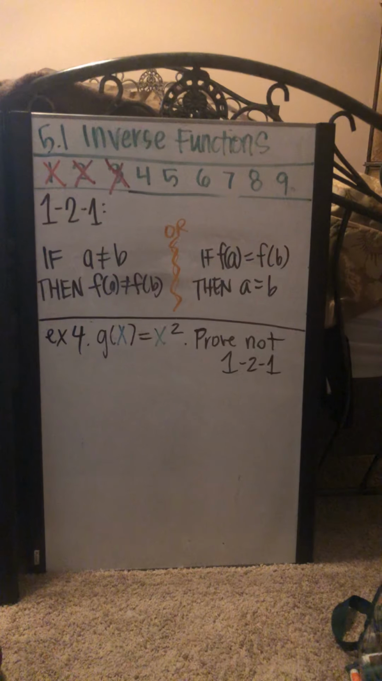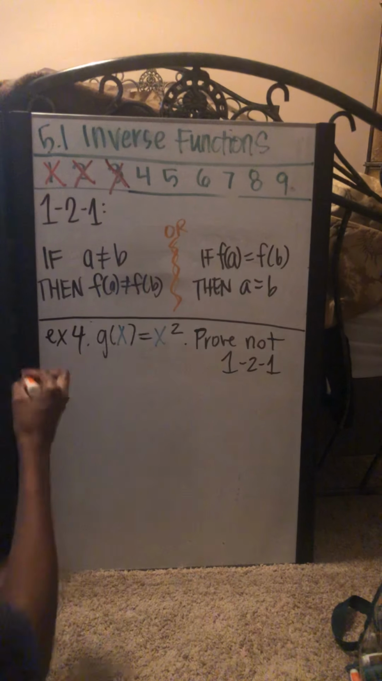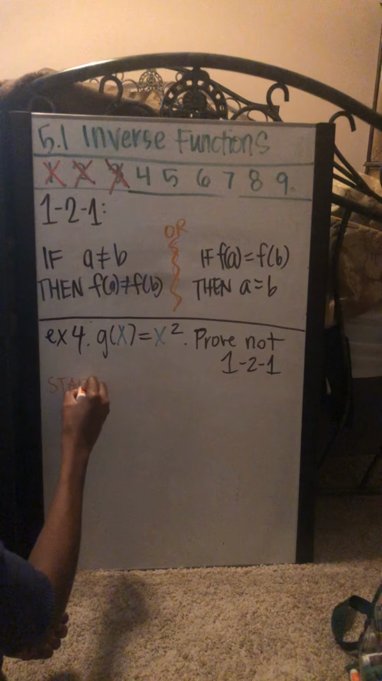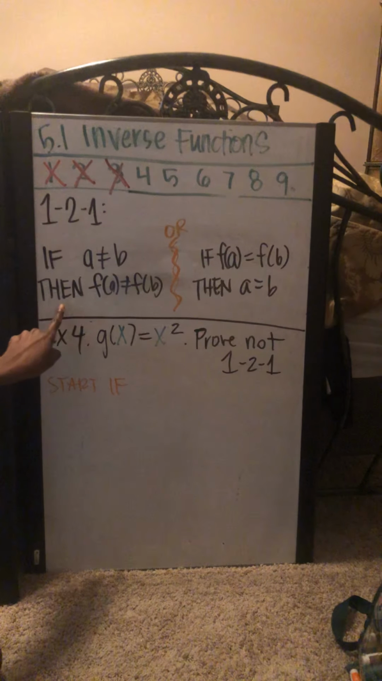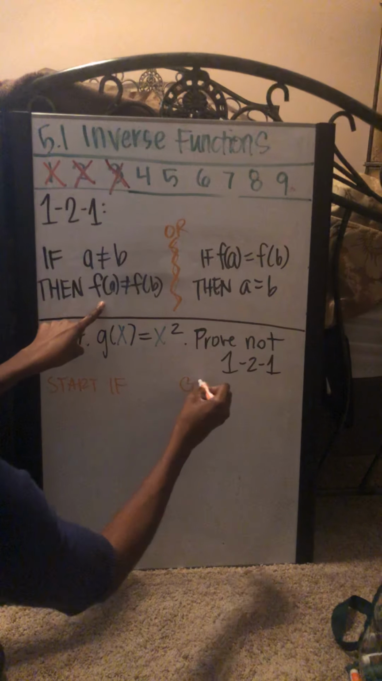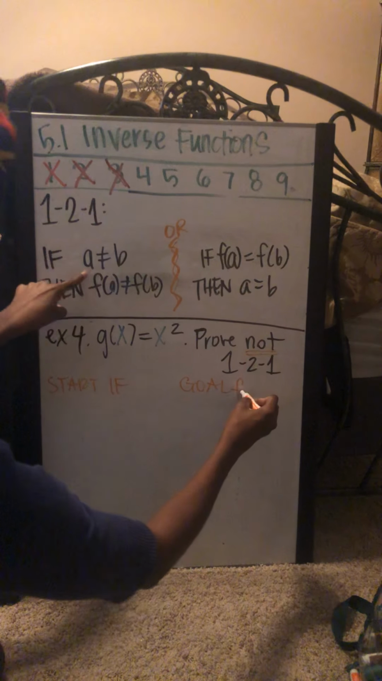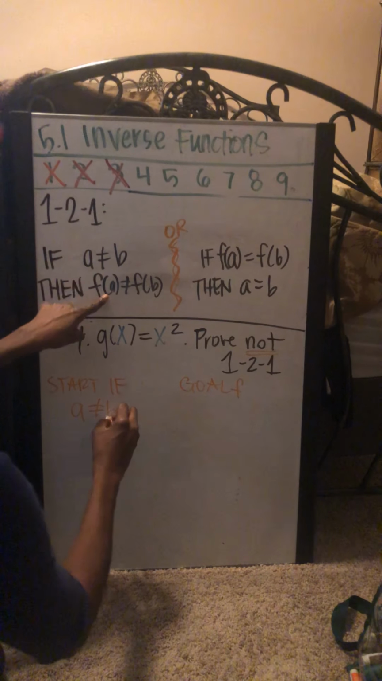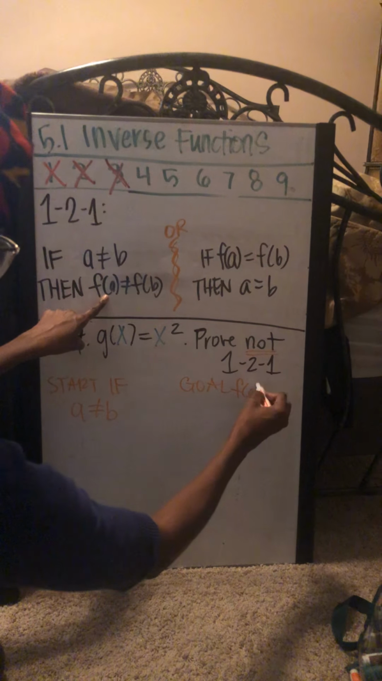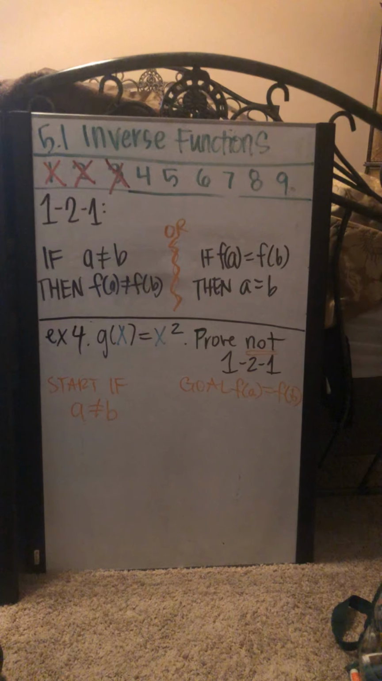So we're going to use this first one. Again, remember, we always start with the if, okay? And then our goal this time is not the then. Our goal is the opposite of the then because it says it's not one-to-one. So if we're starting with this if, which is A does not equal B, then our goal is to say f of A does equal f of B. So you switch it because we don't want it to be true.